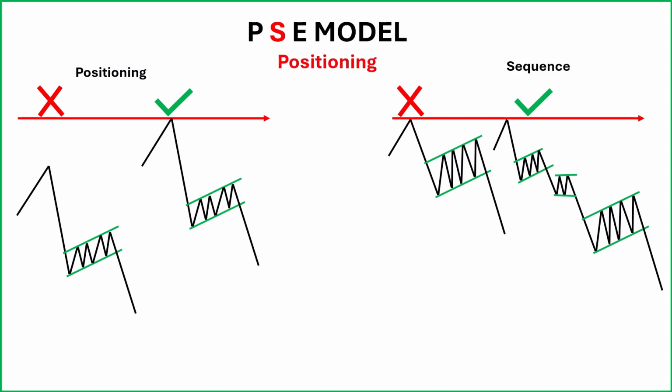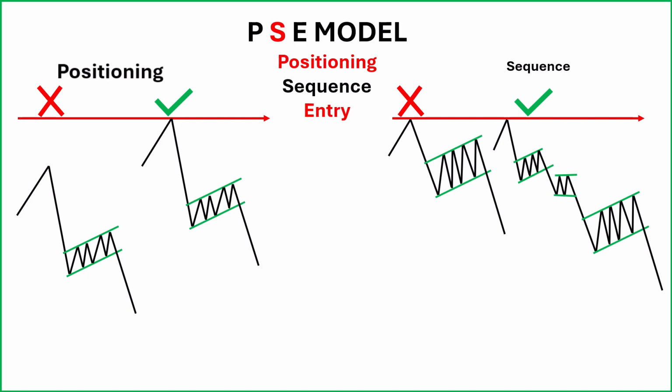P is for positioning, where we are in the market overall. S is for sequence, how price is behaving or unfolding. And E is for entry, the final piece of the puzzle, and it only makes sense once the first two are clear. So the position of the market and the sequence it's forming will directly impact how and when you should be entering. Get the first two wrong? Doesn't matter how perfect your entry is, it'll likely fail. Understanding the PSE model will not only sharpen your entries, but it'll also help you avoid those unnecessary, emotional trades.